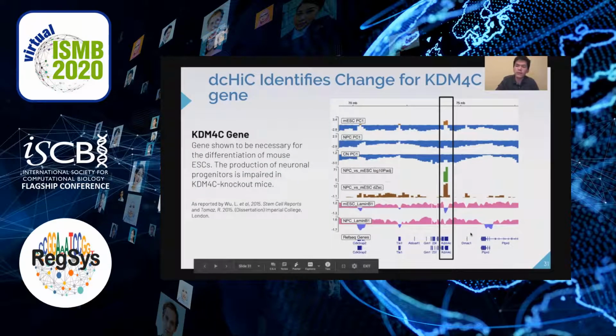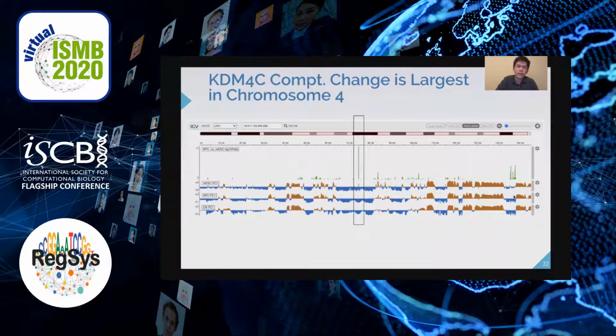Finally, one last example. This one is for the KDM4C gene, another gene that has been shown to be necessary for differentiation of embryonic stem cells. It's in the A compartment here, but it's in the B compartment elsewhere. Again, a rather significant call, and the same trend within the Lamin-B data. As you can see here, this is by far and away the largest call in chromosome 4.